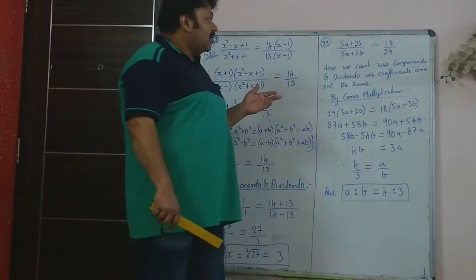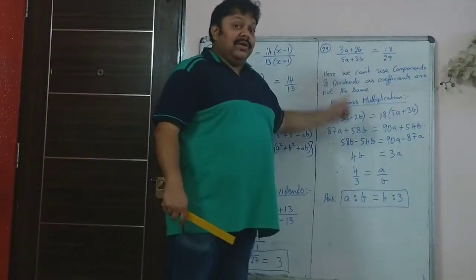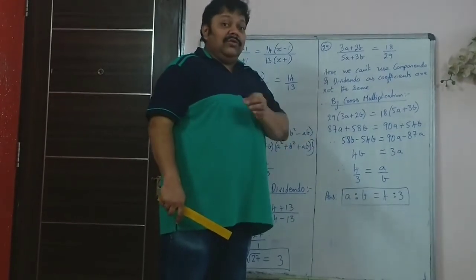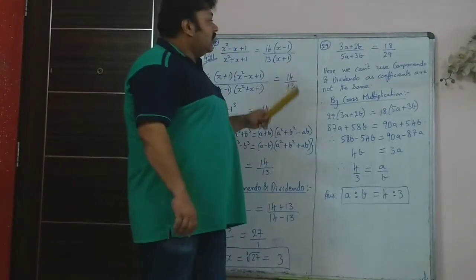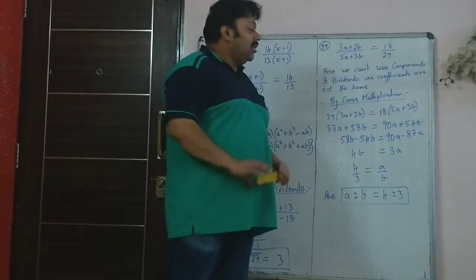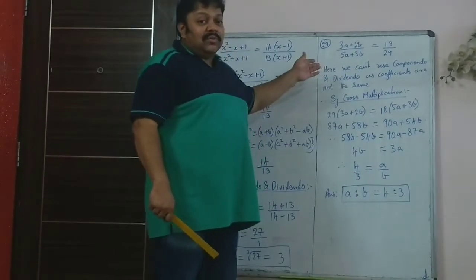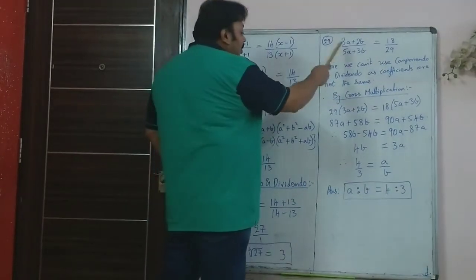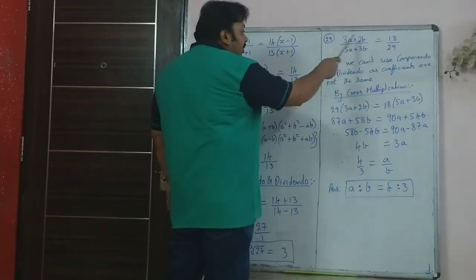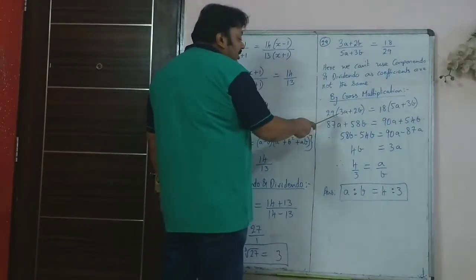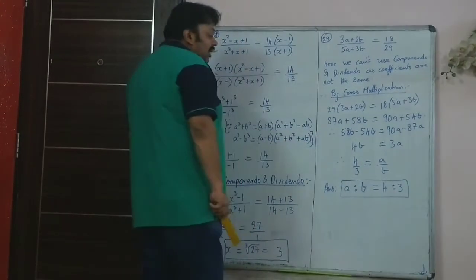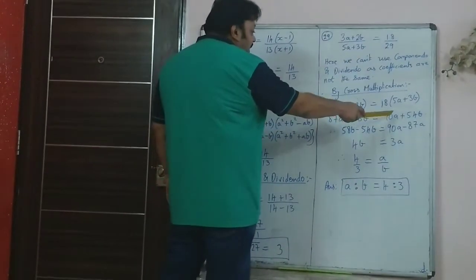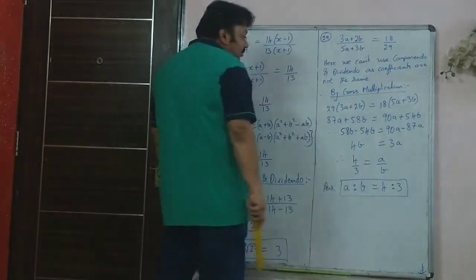So in this sort of a sum, they have not asked you to find a or b individually. They have asked you to find the ratio of a upon b. So it is just basic cross multiplication. So nothing to be confused there. If you just cross multiply and open the bracket, you will get 87a plus 58b is 90a plus 54b.